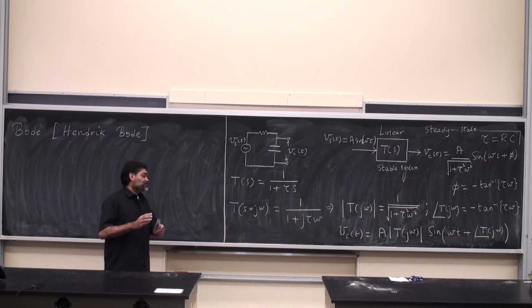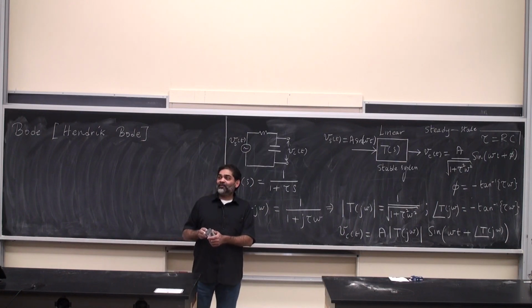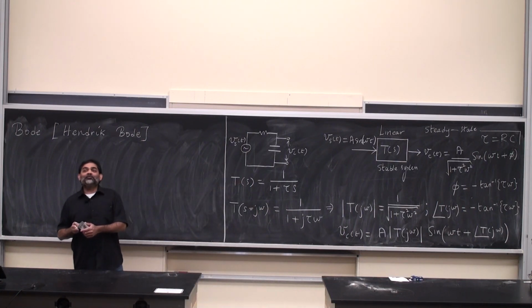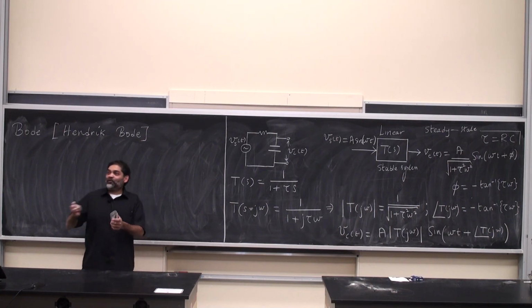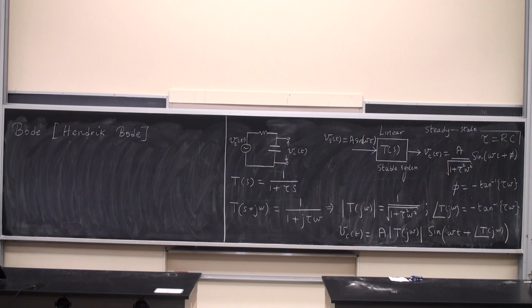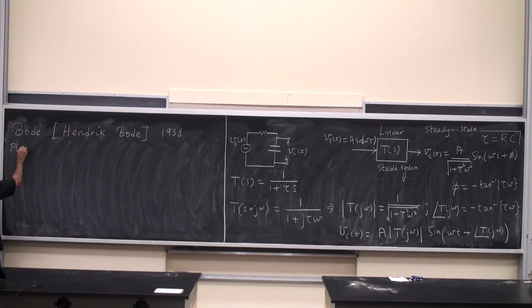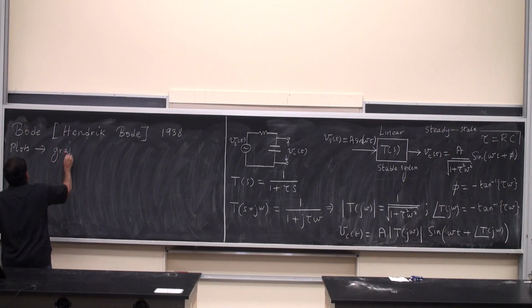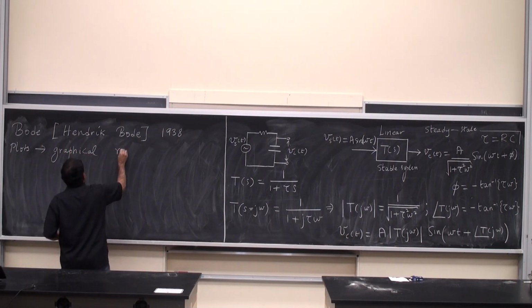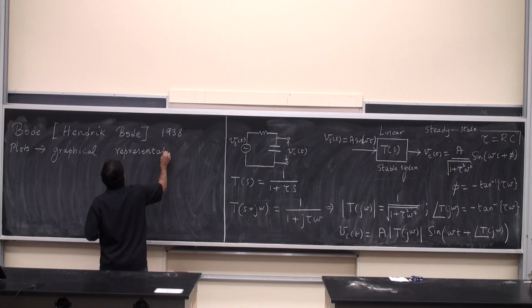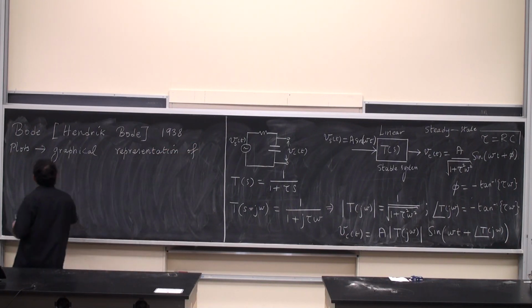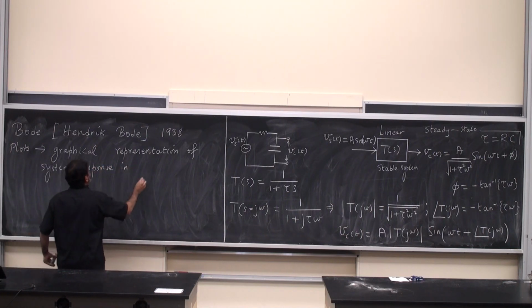When Bode was working on these plots, their emphasis was on amplifier design, or mostly power electronics, and so a lot of the terminology is left over from there. Even though we are applying it to maybe spring mass damper systems or designing car suspension systems. All right, so this is around 1938. So this is Bode plots. These are a graphical representation of system response in the frequency domain.